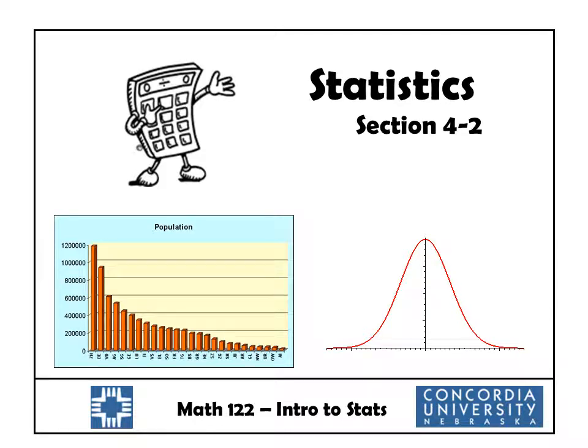Hello, this is the section 4.2 lesson. Chapter 4 is all about probability. Probability forms the foundation of the theory for much of what we're going to do the rest of the semester.